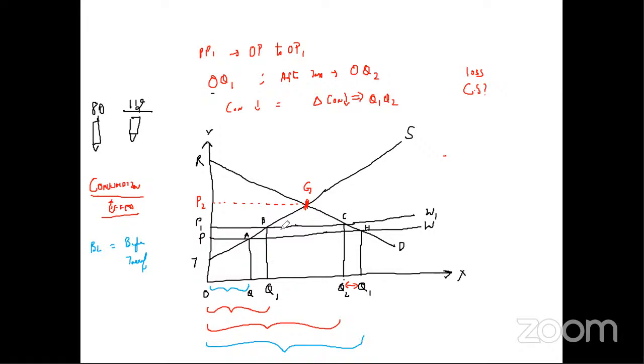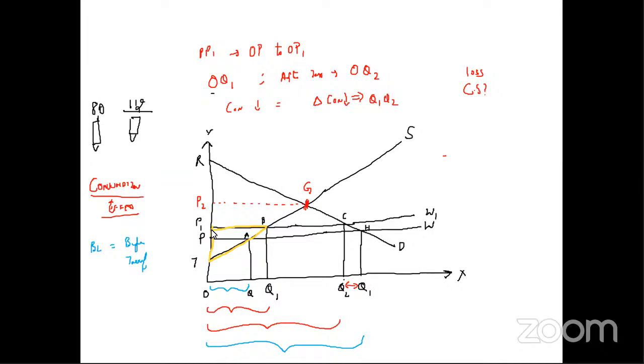Now producer surplus must have increased, right? The production increased. First the producer surplus was this thing. Now it has increased from that to this. I'll change the color, let it be yellow. So here first the producer surplus was PAT. Now the producer surplus increased from PAT to this because of the increase in price.